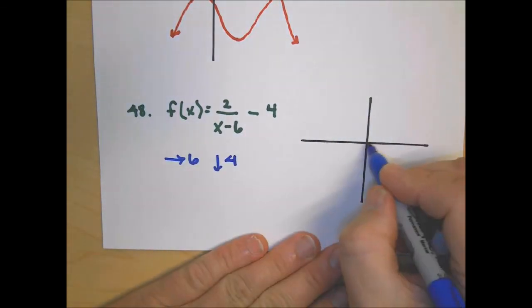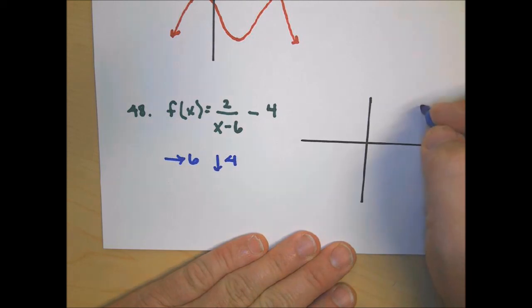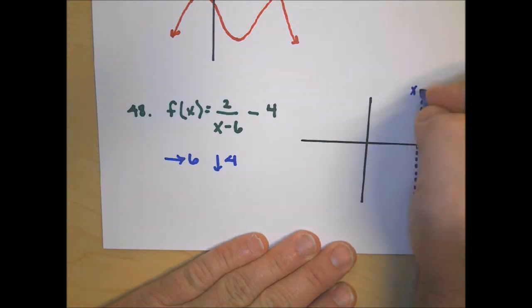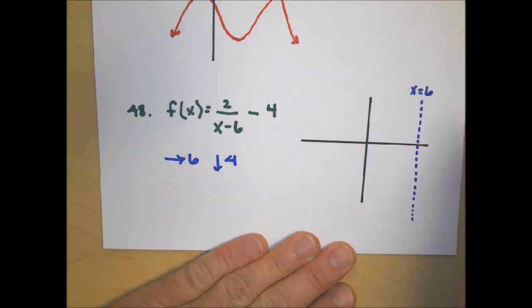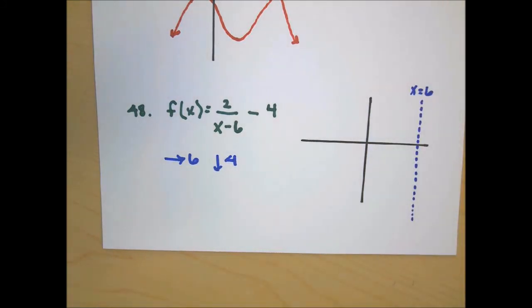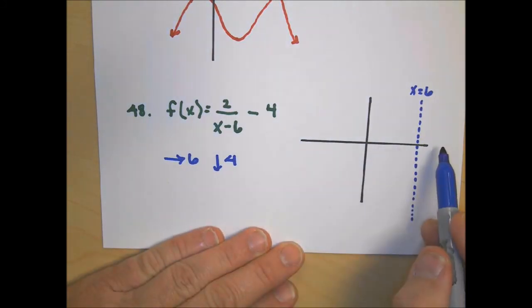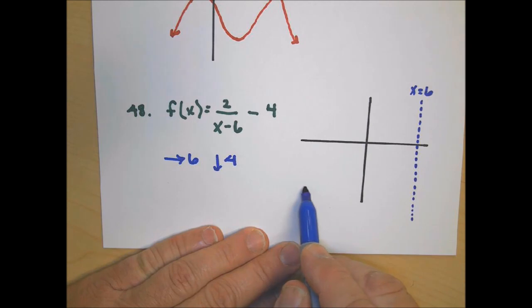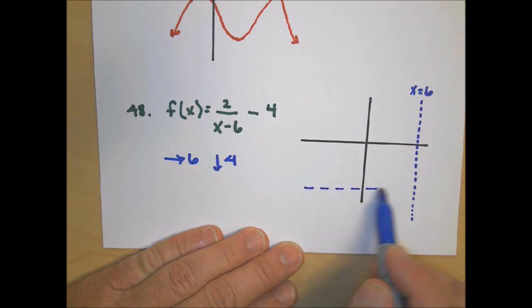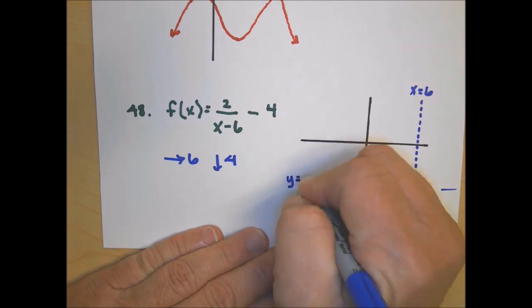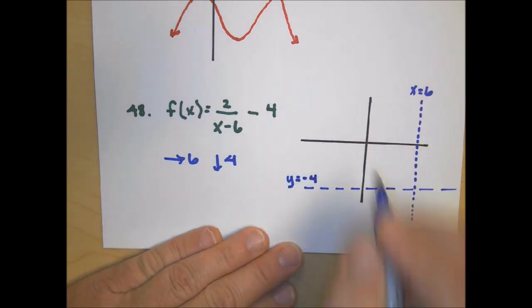This one is going to go 6 to the right. So let's put it way over here. That would be x equals 6 if we needed to know what the equation of it was. And then my horizontal asymptote, which would normally be the x-axis, is shifted down 4. So let's shift it down 4. That would be y equals -4.